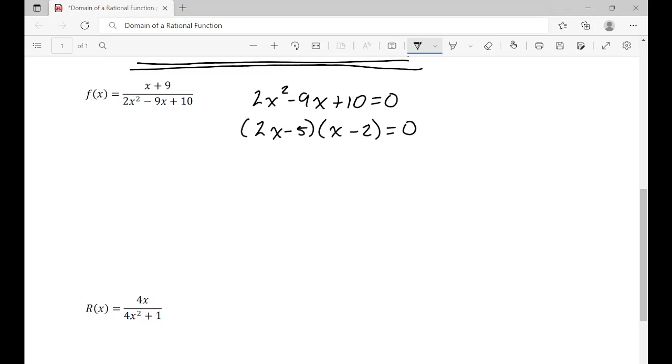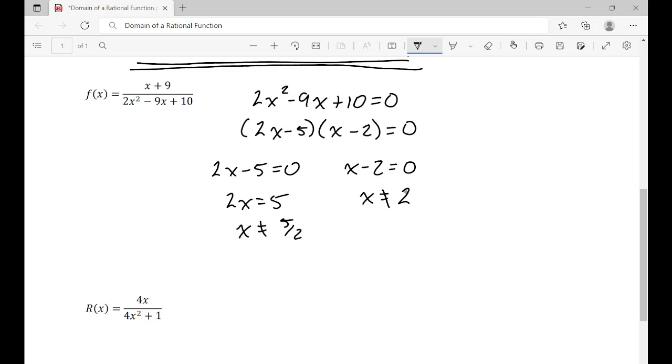Set each of these individually equal to 0. So 2x minus 5 equals 0, and x minus 2 equals 0. Just solve each one individually: add the 5 over, divide by 2, and then here, add the 2 over, we get 2. So our answer can't be 2 and 5/2.